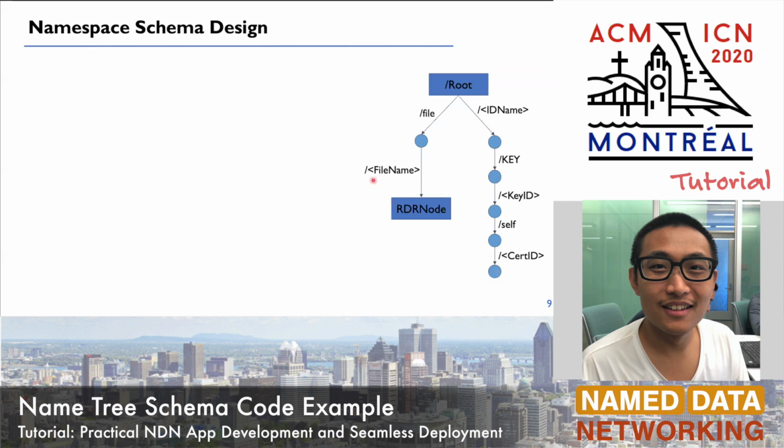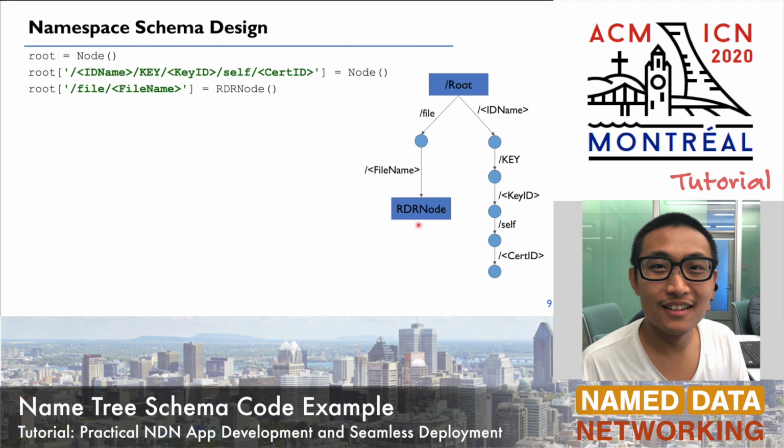So let's put this into code. First we have a root node, and then we have a node at the certificate ID, and we have the RDR node for the file name, and that's it.